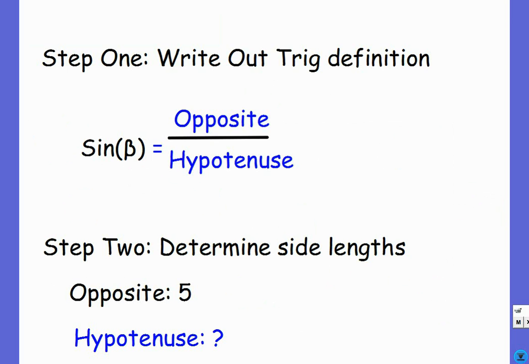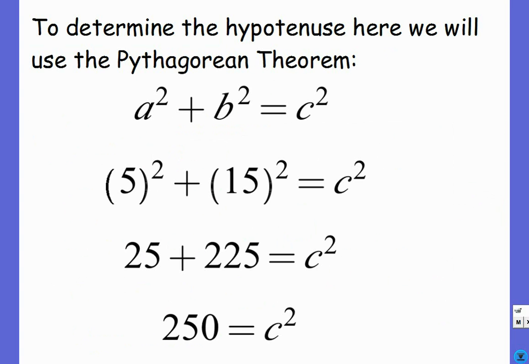Okay? So 25 plus 225 equals c squared. How would you solve it from there? Square root that. We'd take the square root of 250, right? Right. Now, you can't come up with a decimal. It has to be exact.